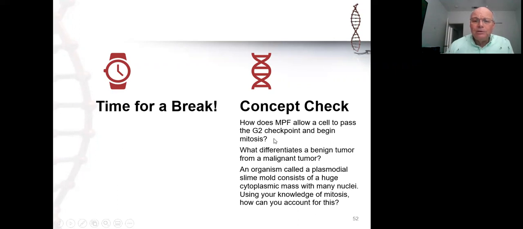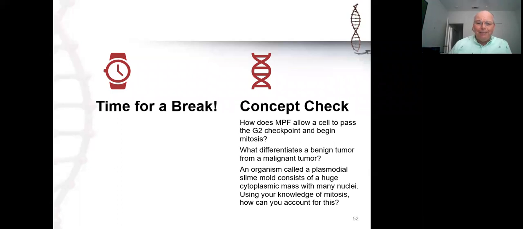One more concept check question. An organism called a plasmodial slime mold consists of a huge cytoplasmic mass with many nuclei. These guys really do exist. Using your knowledge of mitosis, how can you account for this? Well, remember, mitosis is separate from cytokinesis. So if you wanted to stop the cell from dividing, but still produce a lot of nuclei, all you need to do is inhibit cytokinesis, but still allow mitosis to occur.